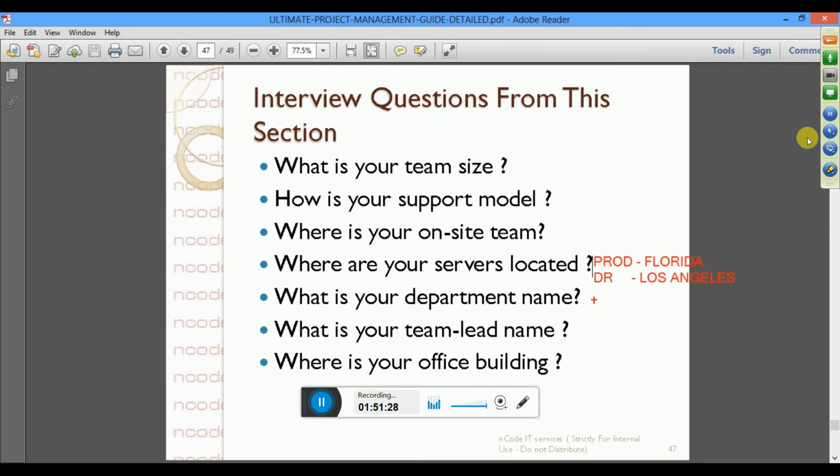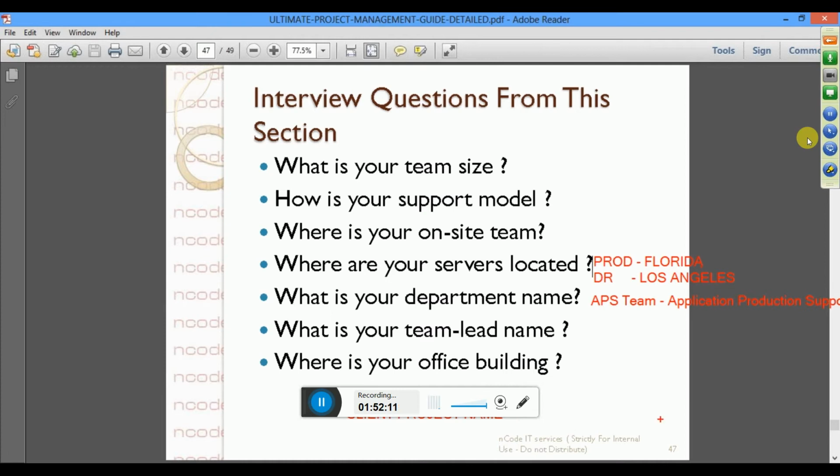Then what's the department name? Just say application production support, APS team. That's the name of the team. So what's your team lead? Pick up any name. Where is your office building? Make sure you tell a name. Then you may be asked what's your client name. Say whatever your client name is. Then sometimes you are asked the client project name. For the client project name, just give some fancy name.